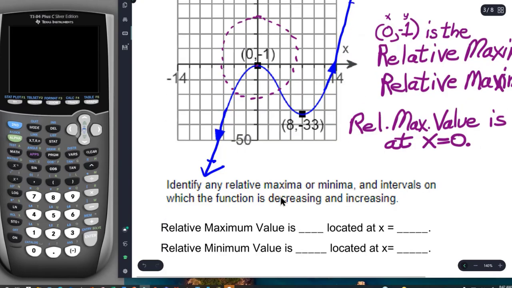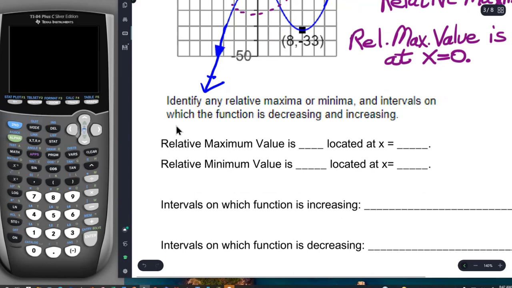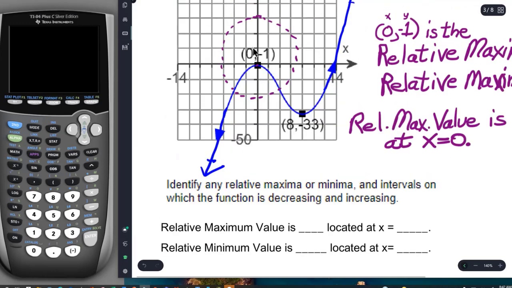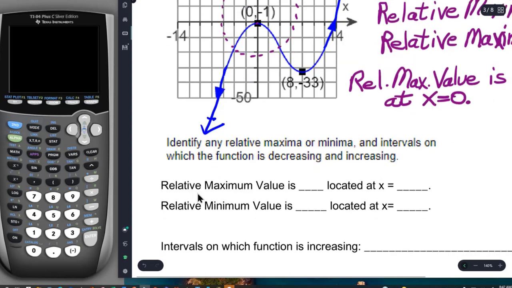Okay, so given this information, we're going to answer these questions about our relative maximum point and our relative minimum point, and the increasing and decreasing intervals. That is, the intervals on the x-axis that match up with the increasing and decreasing. First, the relative maximum value is the y coordinate of the relative maximum point, -1. And it's located at its x coordinate, x equals 0.